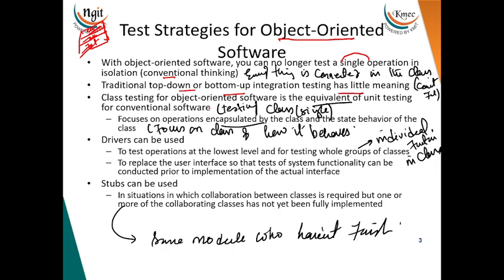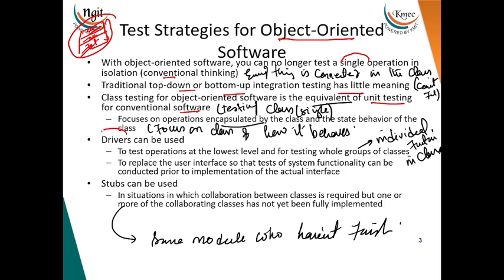Class testing in object-oriented software is equivalent to unit testing in conventional software. What do you mean by unit testing? Testing a single class at a given time. We focus on the operations encapsulated by the class and its state behavior, and how it is going to behave for certain types of input and output.